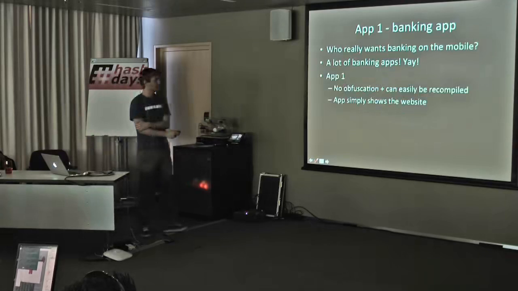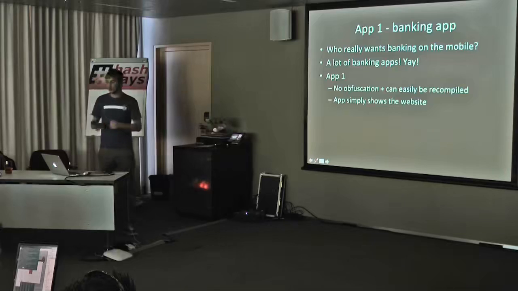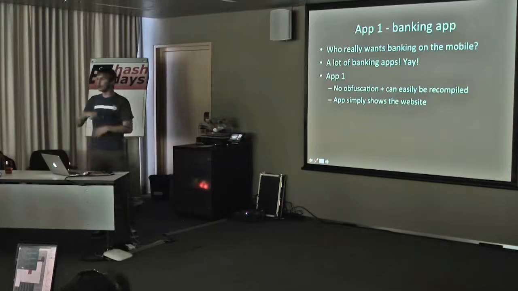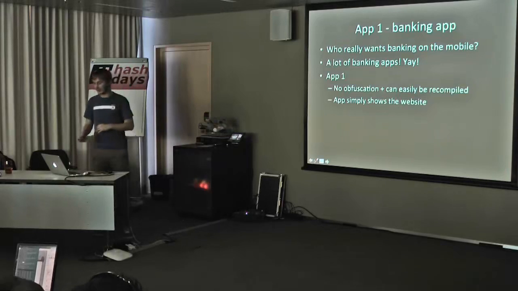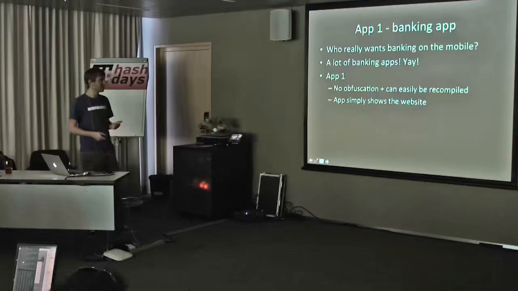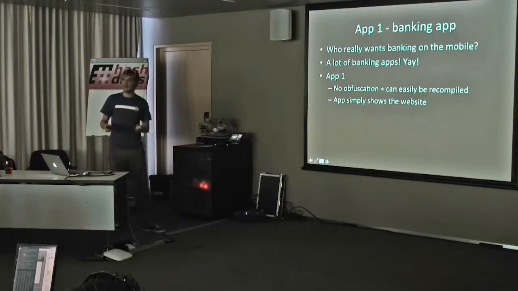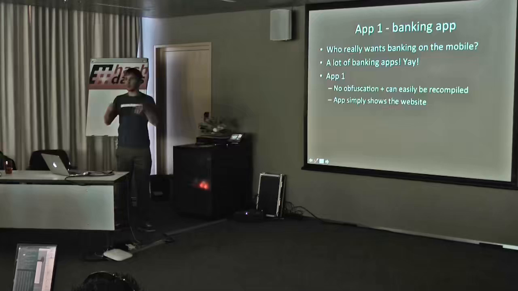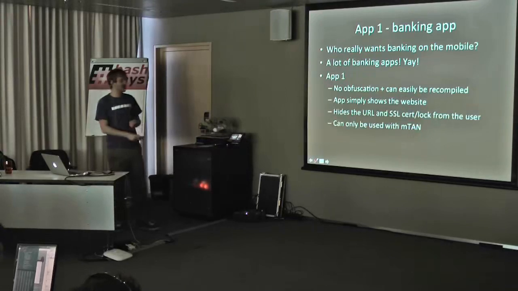And this one had no obfuscation at all. It could easily be recompiled, so I just changed some code and recompiled it again and said, yes, send the credentials to my server, please. And the app simply shows the website. So the app is actually nothing else than a worse browser. The app opens, there's one window, it loads the normal ebanking.whatever.com website. And the problem with it is that it hides the URL.